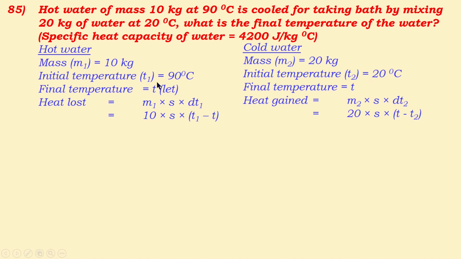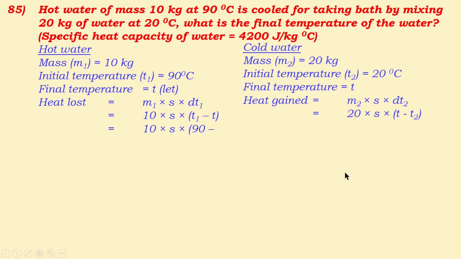When it is mixed with hot water of 90 degrees Celsius, certainly its temperature rises from 20 degrees Celsius to a certain value. That's why the final temperature T will be greater than T2. So the difference of temperature is T minus T2. We have to take care about this. In case of hot water, T1 minus T. In case of cold water, T minus T2.